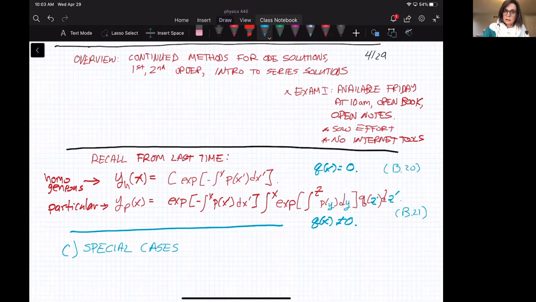You shouldn't need it, and anything that would even remotely resemble an integral table, something that you could find in ARFCN. It's one of the reasons why ARFCN's a good book. But the exam's really meant to be done in an hour. If you need to take more time, that's fine. I'd like to be able to post the solution and start grading it by 5 on Friday. So really try and do your best to get it done in an hour, but if you need to take a break or whatever, then do that. Are there any questions about the exam?